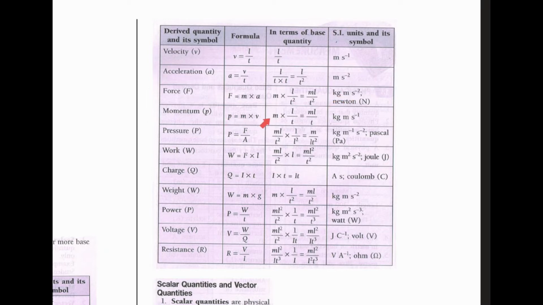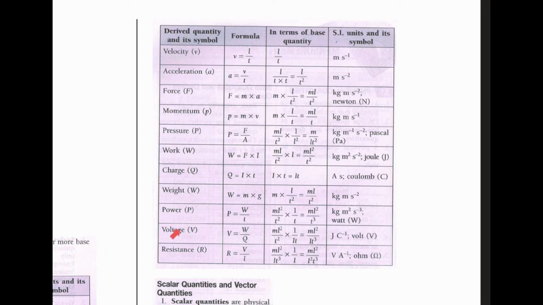Momentum P equal to mv. Pressure P equal to force over area. Work force times length. Charge, current multiplied with time. Weight mass multiplied with g, the gravitational acceleration. Power work done over time. So like what I said, all these formula we have quite many here. Just take it like that only, look at it, and then we just continue our chapter.